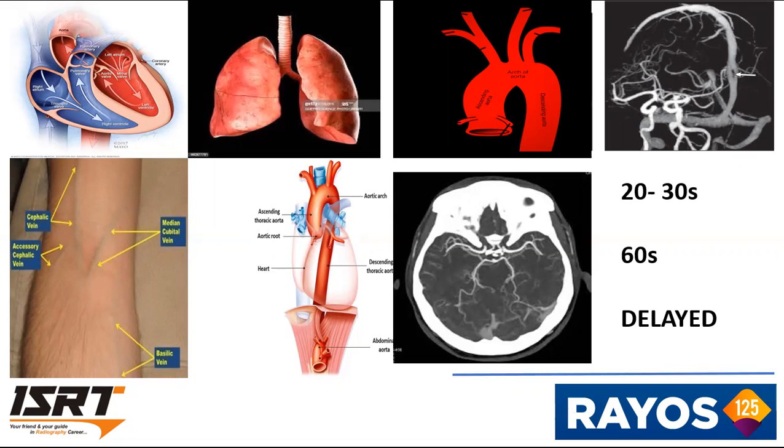So from the antecubital vein, you are injecting the contrast medium. The contrast medium reaches the right side of the heart, then goes to the lungs for oxygenation, and again comes back to the left side of the heart, pumps into the systemic circulation and reaches the arteries. So this is the time taken and the route taken by the contrast medium to reach different organs.